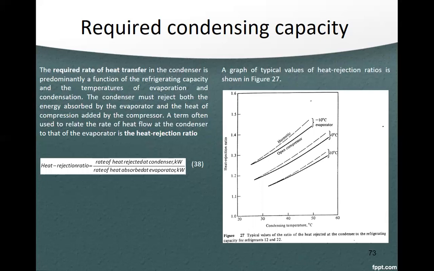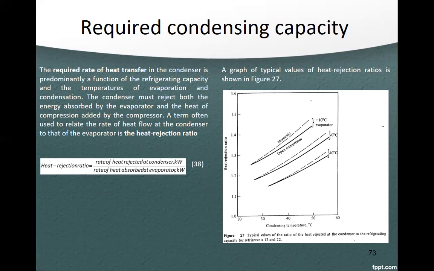The required rate of heat transfer in the condenser is predominantly a function of the refrigerating capacity and the temperature of evaporation and condensation. Kapartner niya. The condenser must reject both the energy absorbed by the evaporator and the heat of compression added by the compressor. I-add mo yun, ang size ng condenser mo.